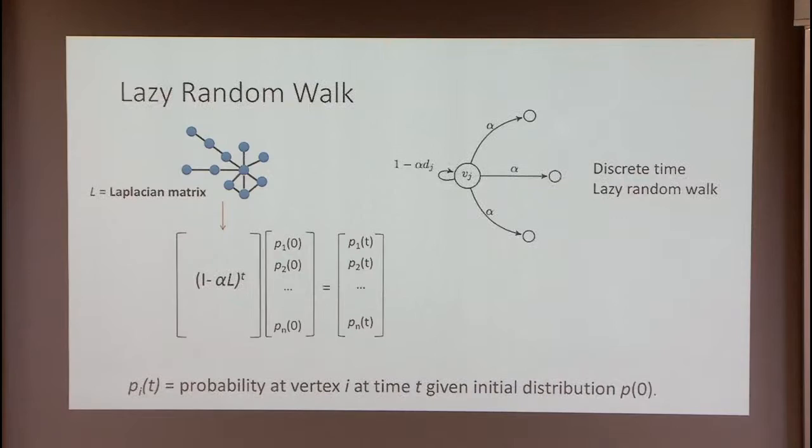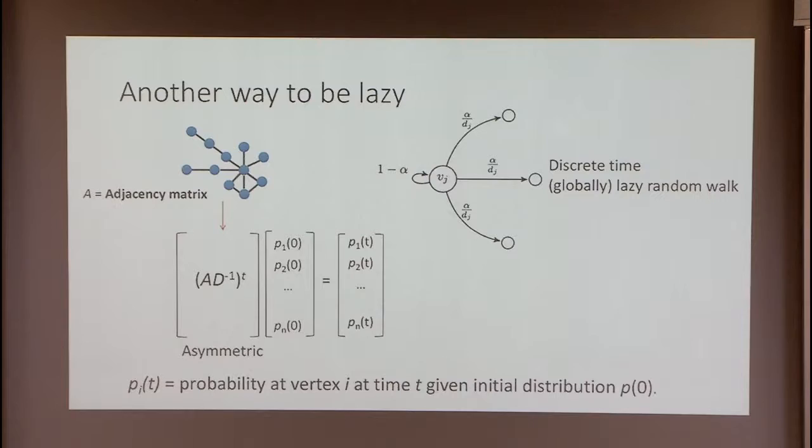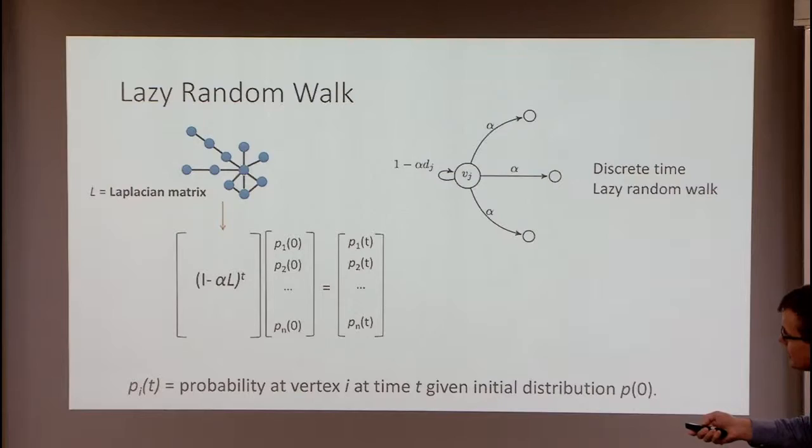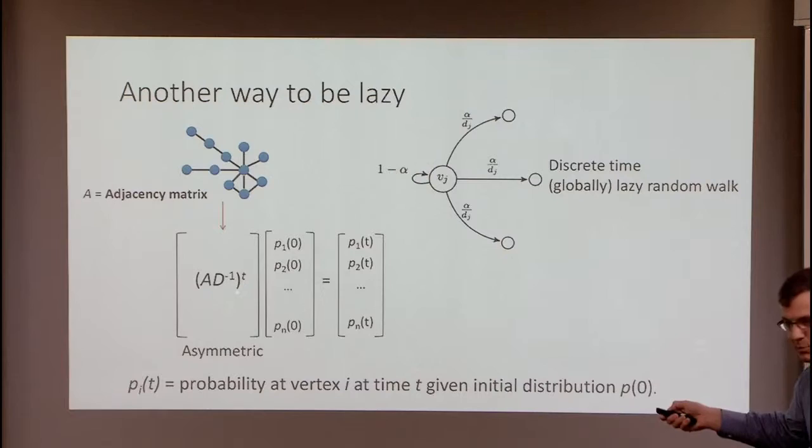See the difference? We call this the locally lazy random walk, and this one the global lazy random walk. You're lazy equally no matter where you are. They're both in the literature called the lazy random walk, so it's somewhat annoying. And even more than that, the matrix you get here is slightly different. It doesn't look too much different, but it's slightly different. But actually, this one is not a symmetric matrix, whereas this one was.